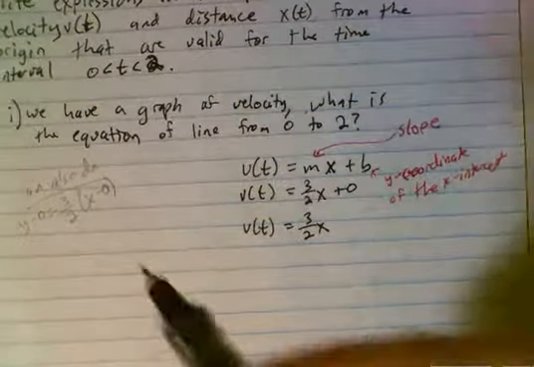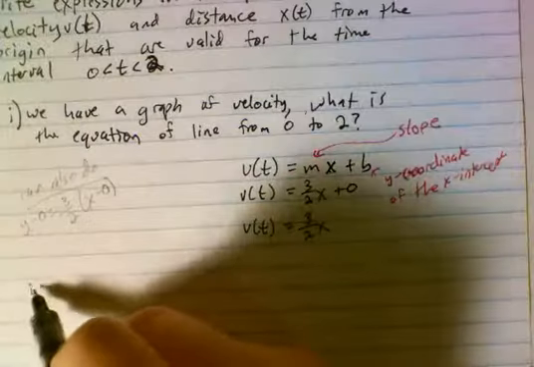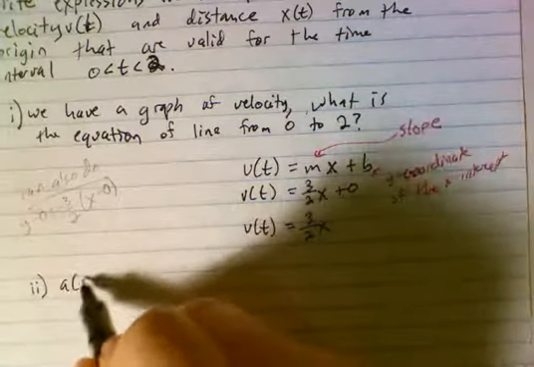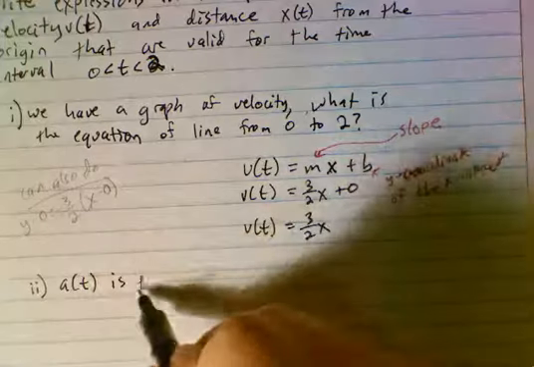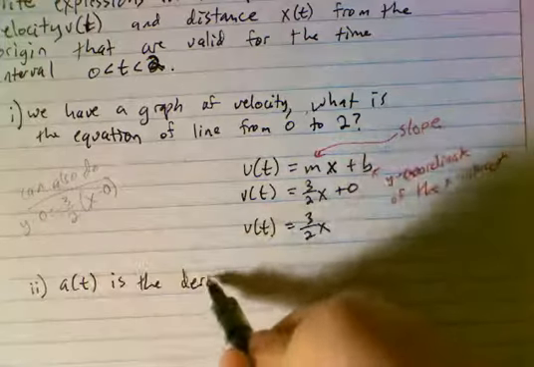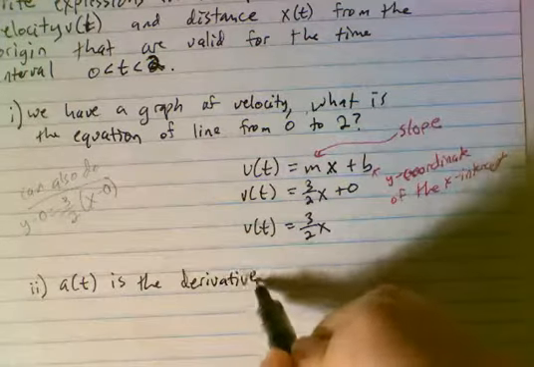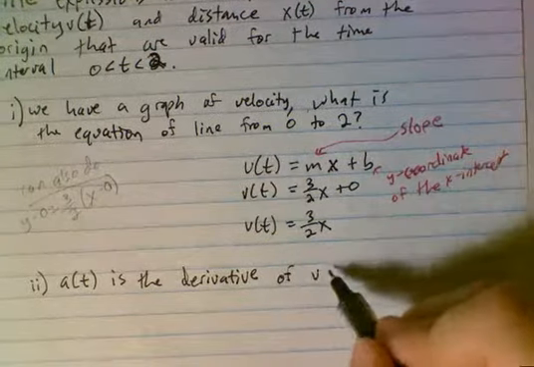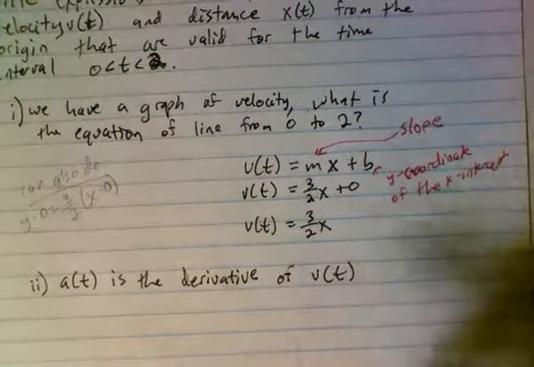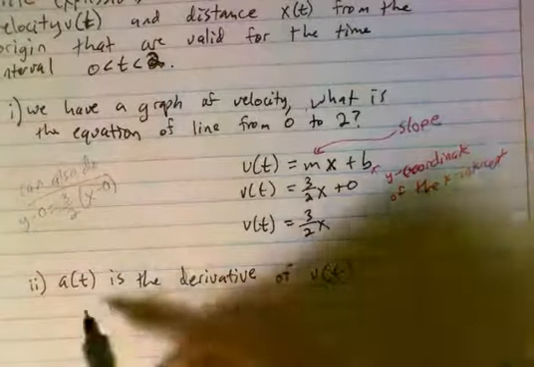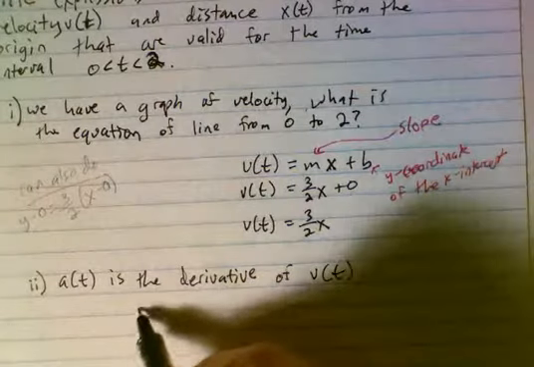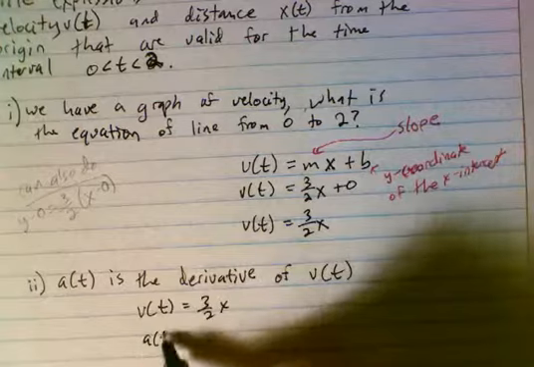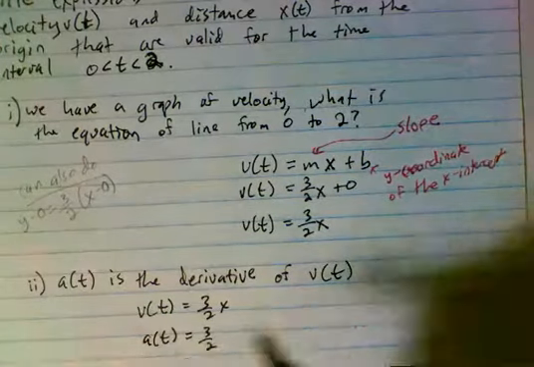So once we have an equation, or an expression, I should say, for velocity, then we know that the acceleration is the derivative of v of t. So we can just do that derivative. If v of t equals 3 halves t, then a of t is just 3 halves.